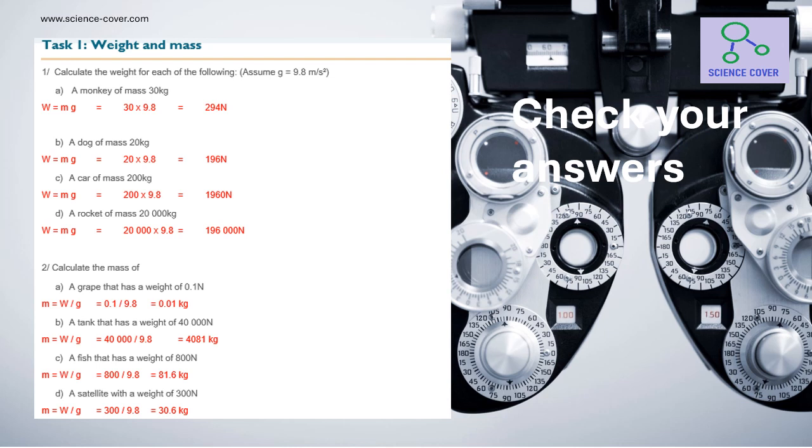Calculate the mass of a grape that has a weight of 0.1 newtons. This will be 0.01 kilograms. A tank that has a weight of 40,000 newtons will have a mass of 4,081 kilograms. A fish that has a weight of 800 newtons will have a mass of 81.6 kilograms. And a satellite with a weight of 300 newtons will have a mass of 30.6 kilograms.